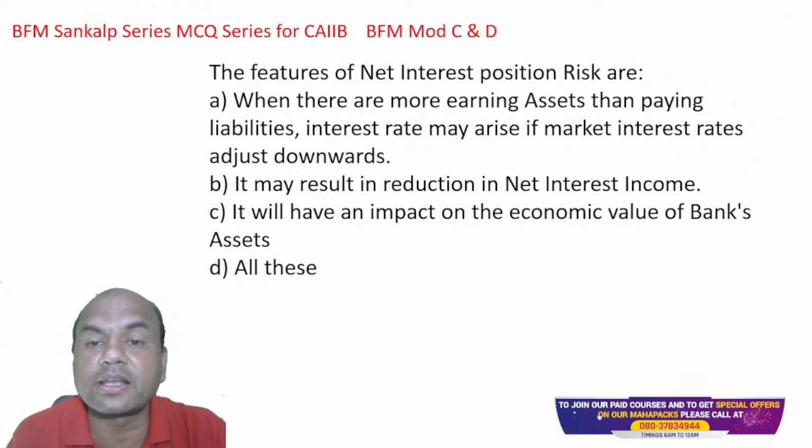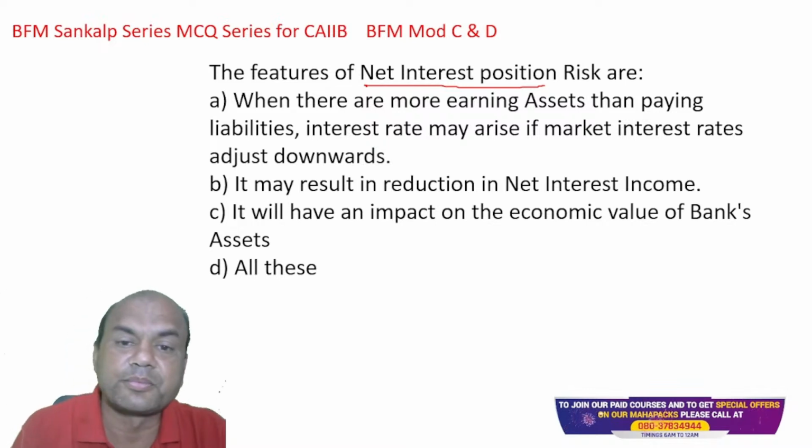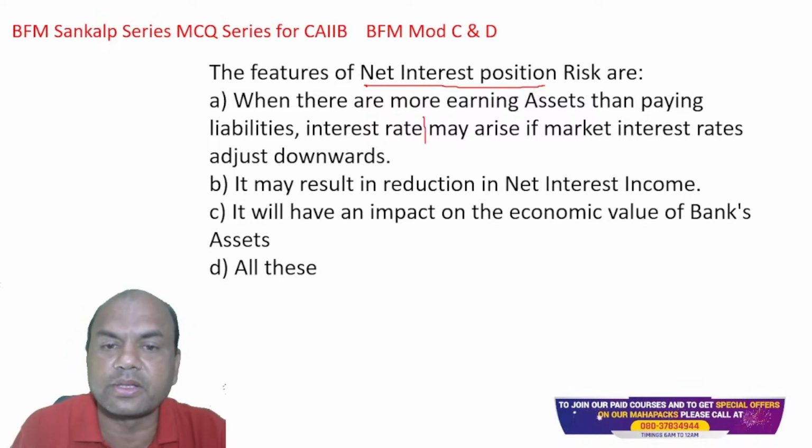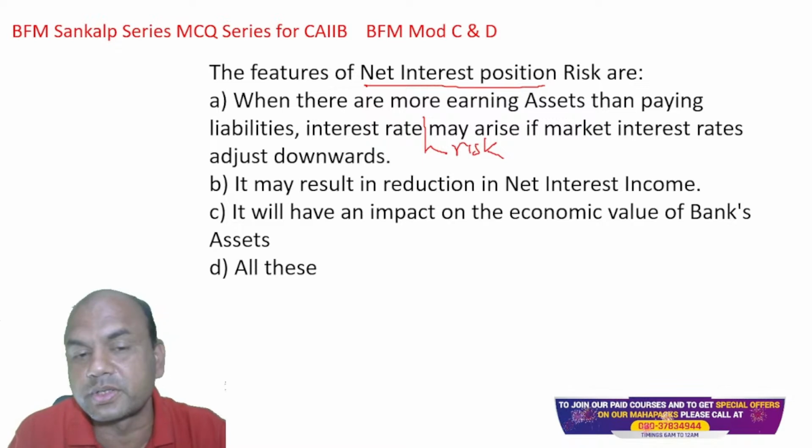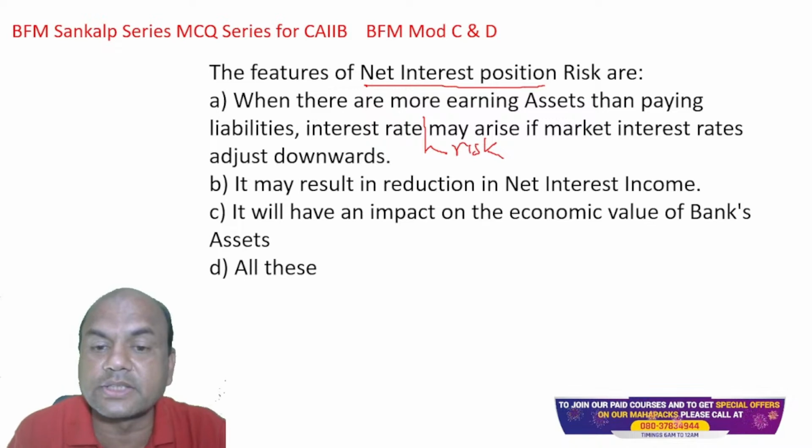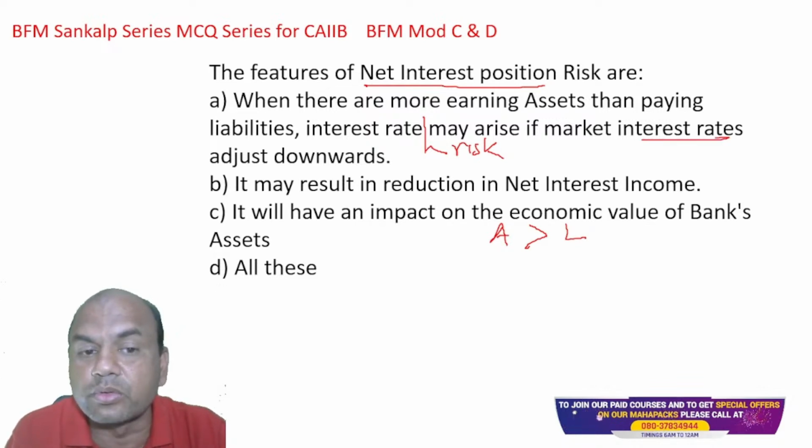The features of net interest position risk: what are the features of this? When there are more earning assets than paying liabilities, interest rate risk may arise if the market interest rate moves downwards. Now, what is this? When assets are more than liabilities, then interest rate risk may arise if the market interest rate goes down.